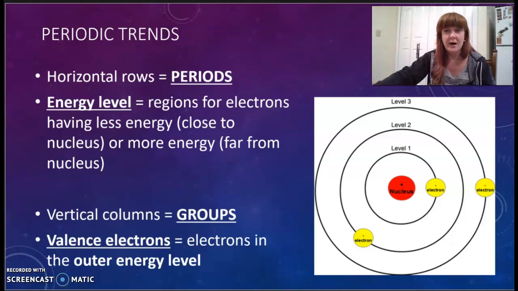So on the periodic table, those vertical columns are called groups. You might also hear them called families. The vertical columns, the groups, correspond to the number of valence electrons. So we also need to know the term valence electrons. Those are the electrons in the outer energy level, the electrons with the highest energy for an atom.